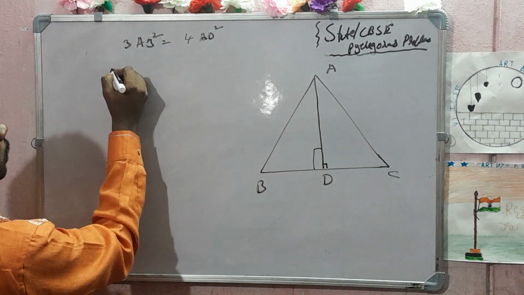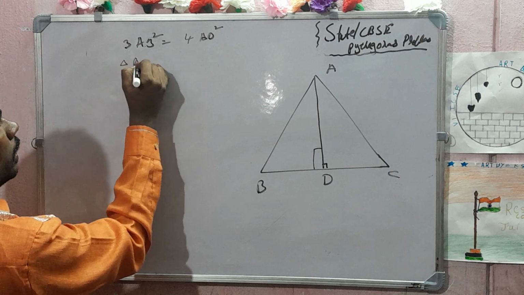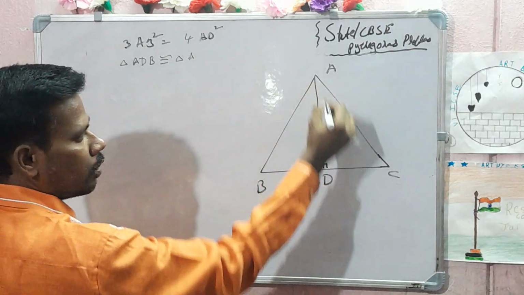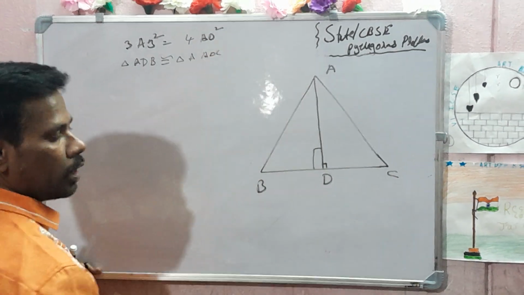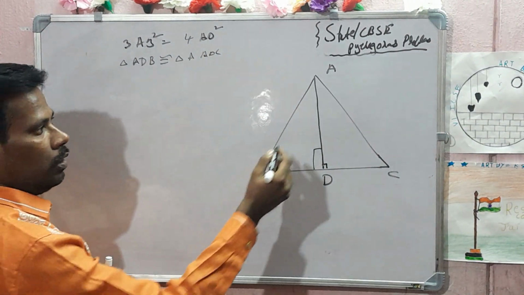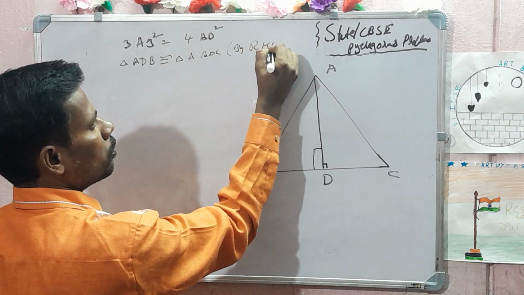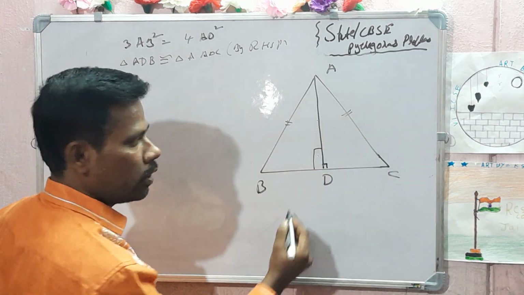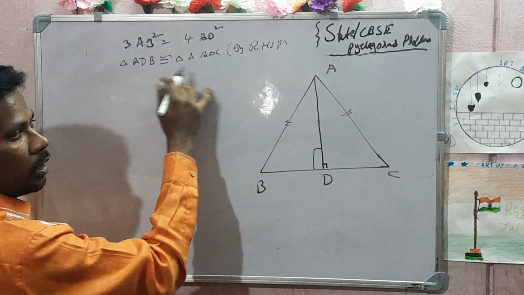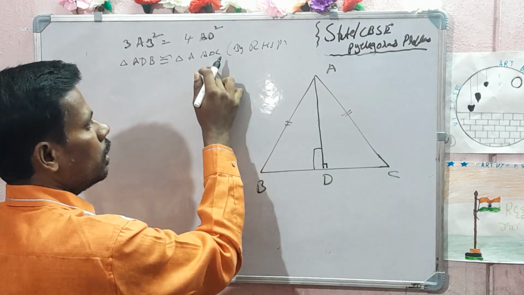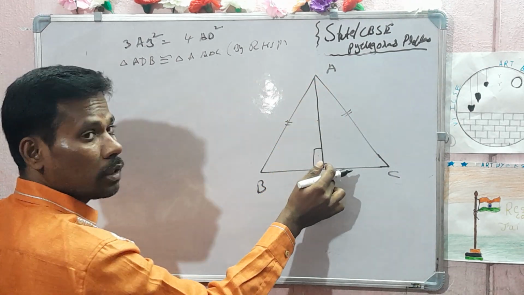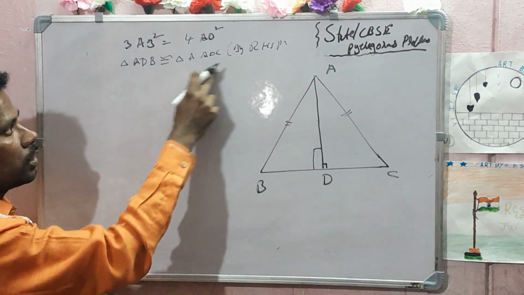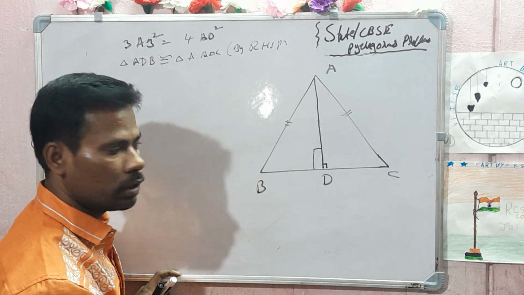So triangle ADB is congruent to triangle ADC. Why? Can anyone say? By RHS property, right angle, hypotenuse, side. All sides are equal in an equilateral triangle. So you write down all the steps. AB is equal to AC, hypotenuse. AD is common side. And angle ADB and angle ADC both are 90 degrees. Therefore, by RHS property, this triangle is congruent to this triangle.